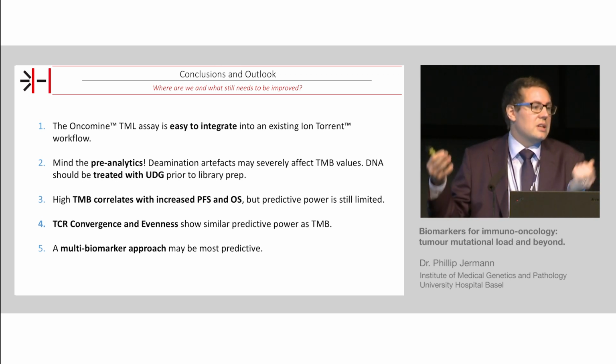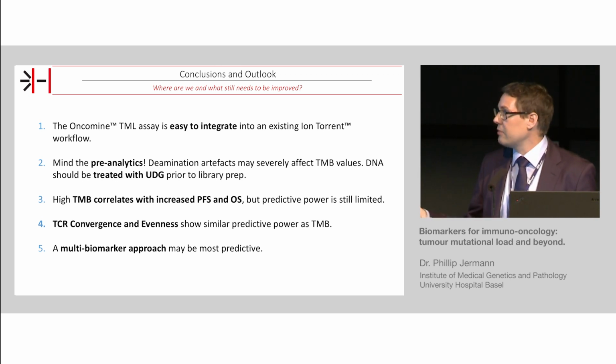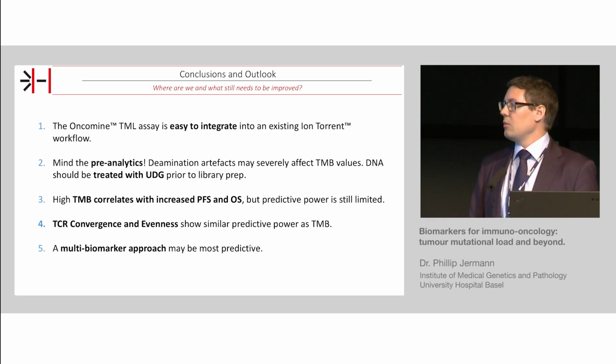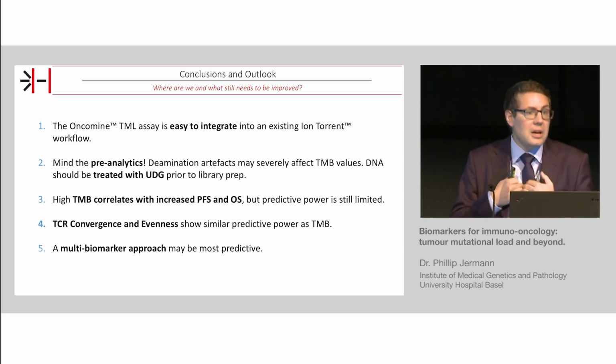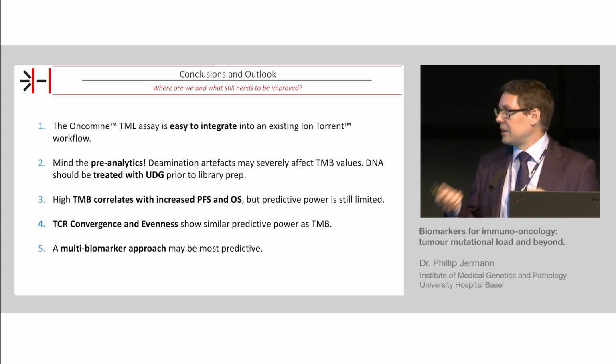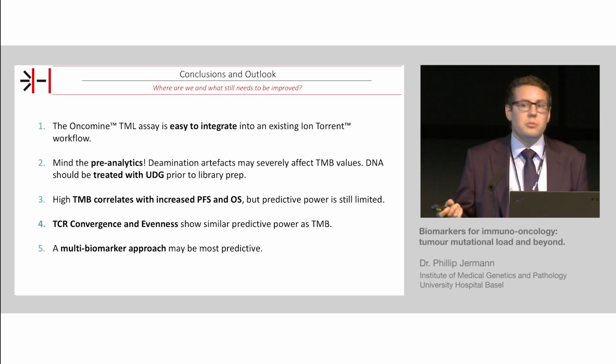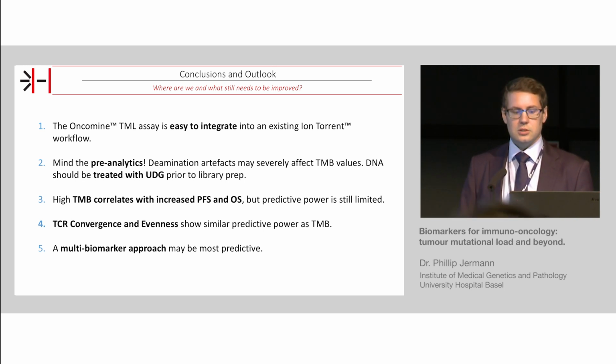Our study shows that TMB correlates with both increased progression-free survival as well as overall survival, but we saw that the predictive power is still not where we would like to have it, and that's why we started to look at TCR repertoire, where we have very promising results and show at least similar power as TMB. So in my opinion, and our opinion at our institute, likely a multi-biomarker approach is going to be the most feasible solution for immuno-oncology patient selection.